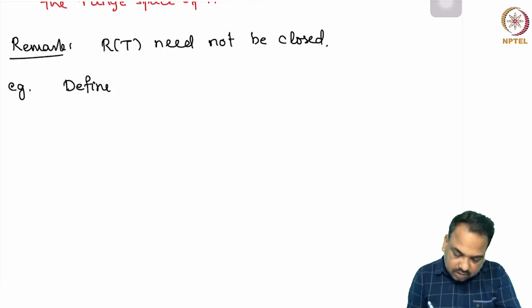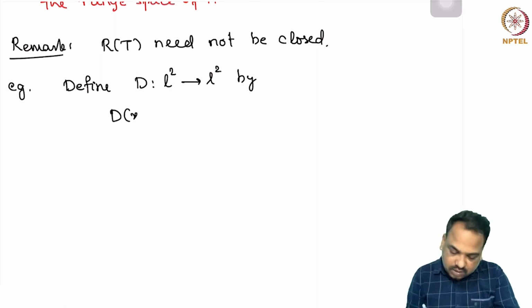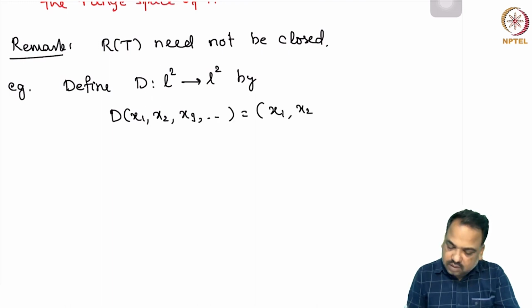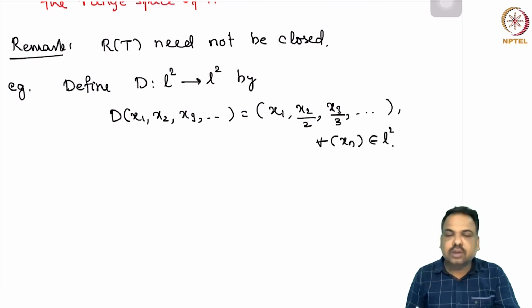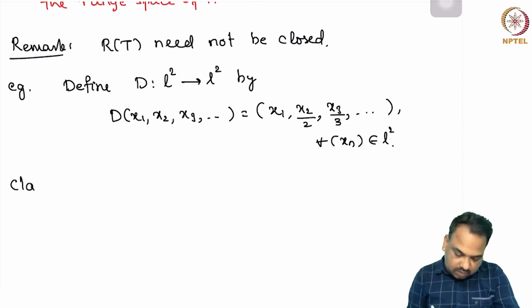Define D from L2 into L2 by D of (x1, x2, x3, and so on) is (x1, x2 by 2, x3 by 3, and so on) for every (xn) in L2. We want to show that the range is not closed. The claim is that the range of D is not closed.